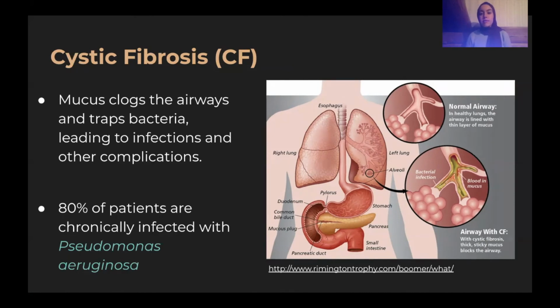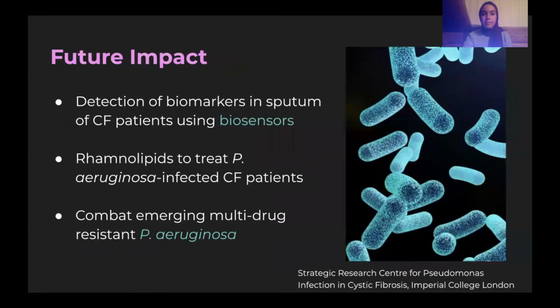About 80% of cystic fibrosis patients are chronically infected with Pseudomonas aeruginosa. Pseudomonas aeruginosa is able to persist in their respiratory tract in spite of their innate immune defense and the intensive antibiotic therapy that they go through. So we can see through a lot of studies that the switch back and forth from this biofilm mode using the Rhl quorum sensing system is important for its persistence in cystic fibrosis lungs.